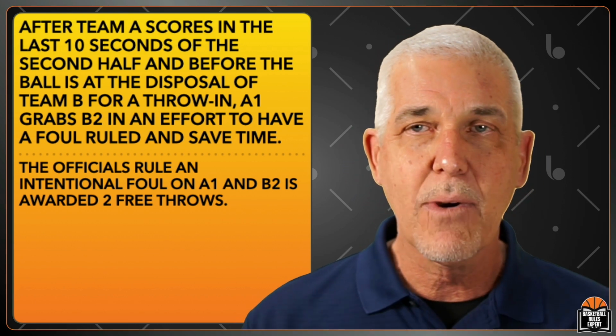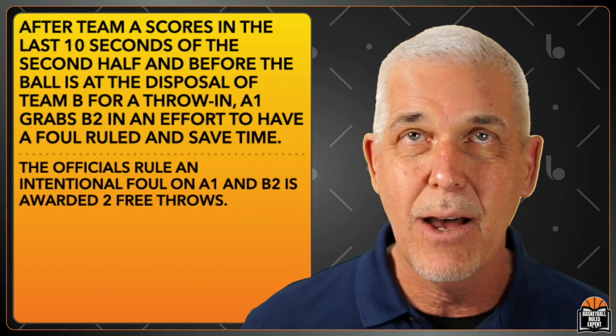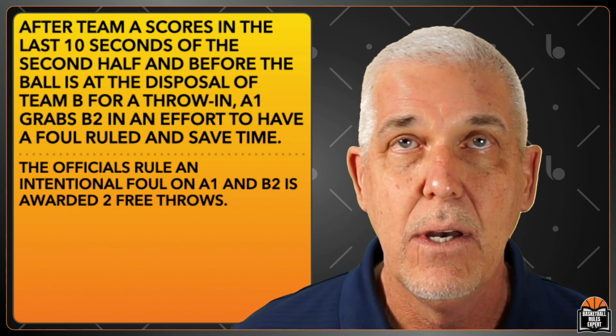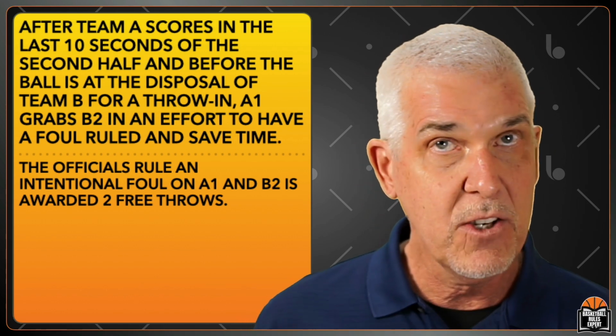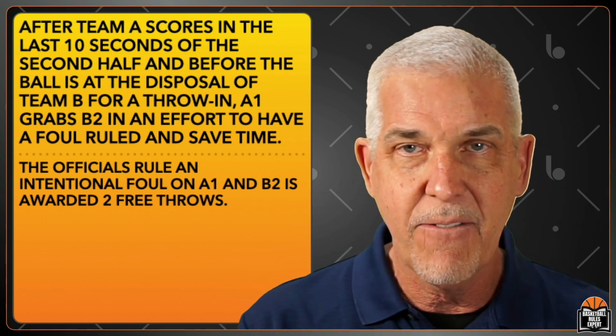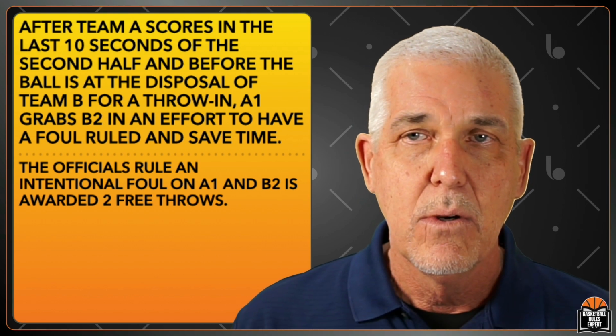Right? So we've got desperation. Ball goes in the basket. The clock is running down. Player reaches out and intentionally fouls an opponent. The officials rule an intentional foul and award the offended player 2 free throws. Were the officials correct in this instance? Yes or no?